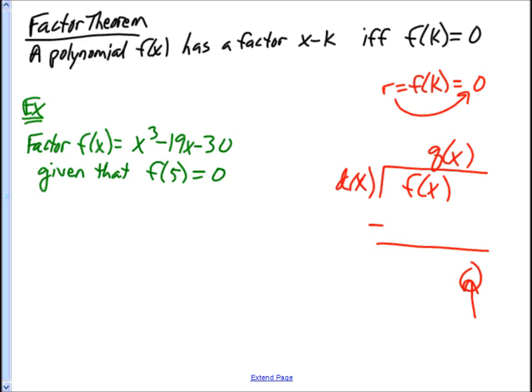So here's what this is asking us. Factor f of x equals x cubed minus 19x minus 30, given that f of 5 equals 0. So first of all, this is saying our remainder, r equals f of 5 equals 0. So at this value of 5, I have a 0 for this original function, x cubed minus 19x minus 30.